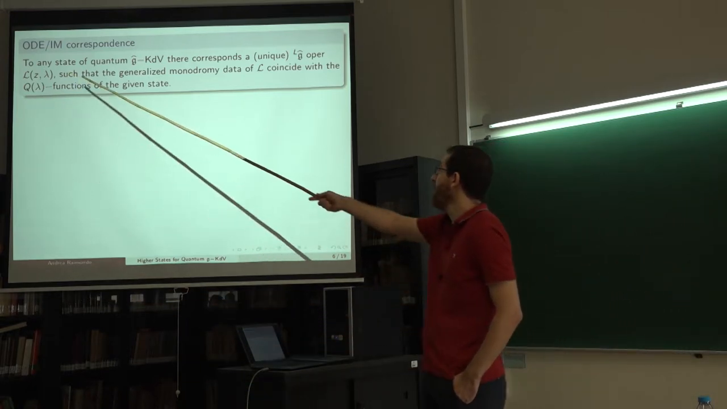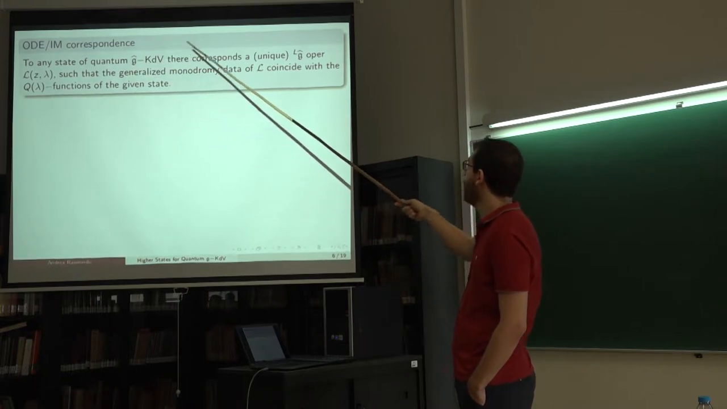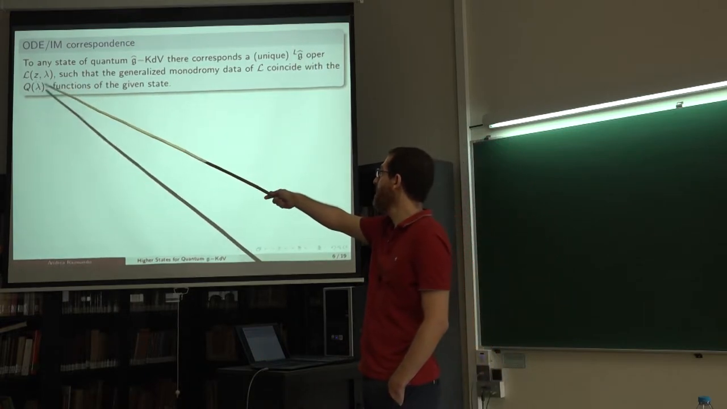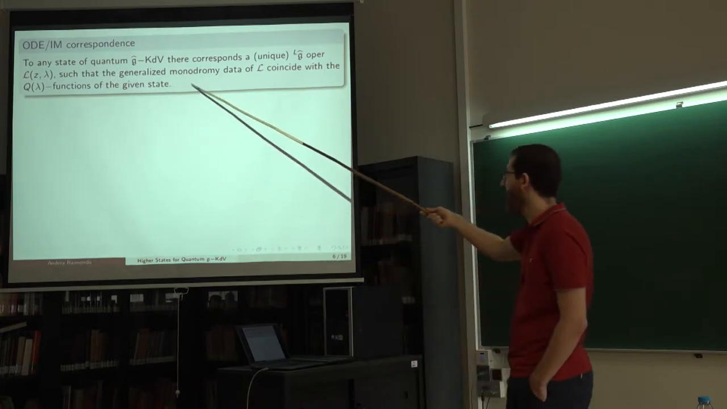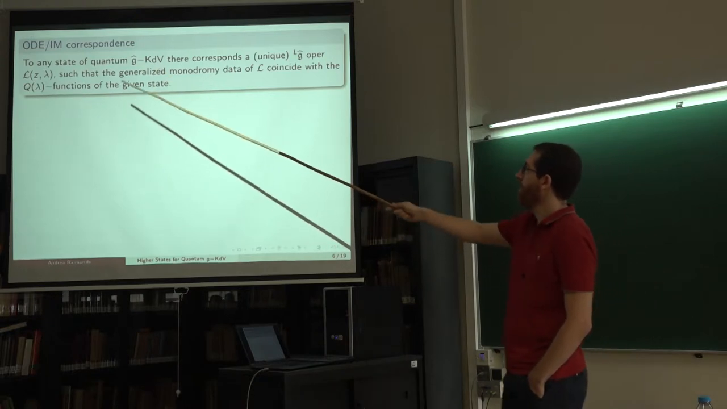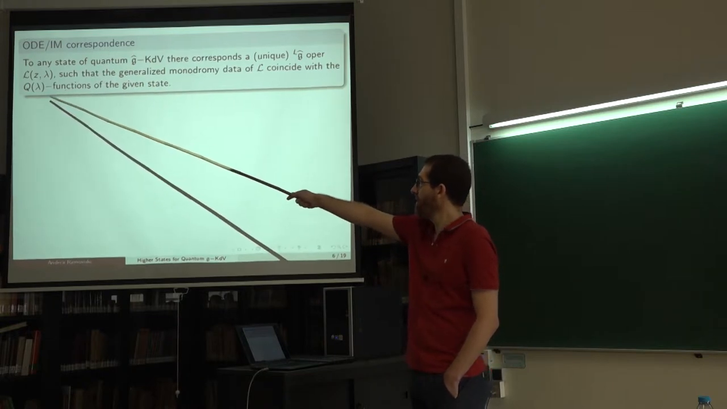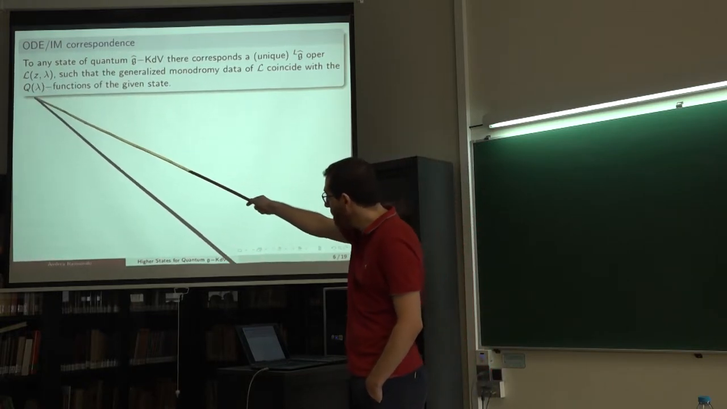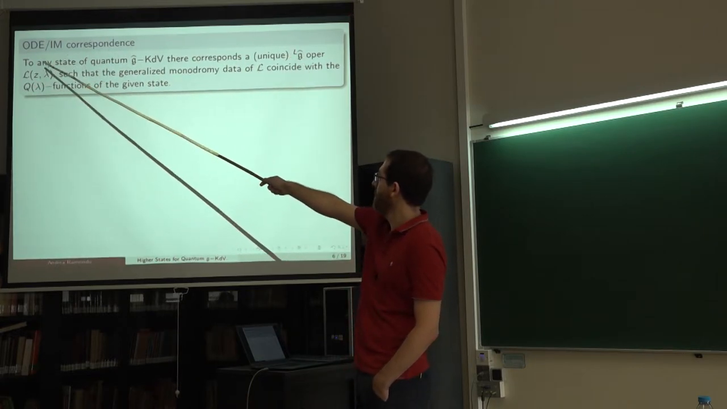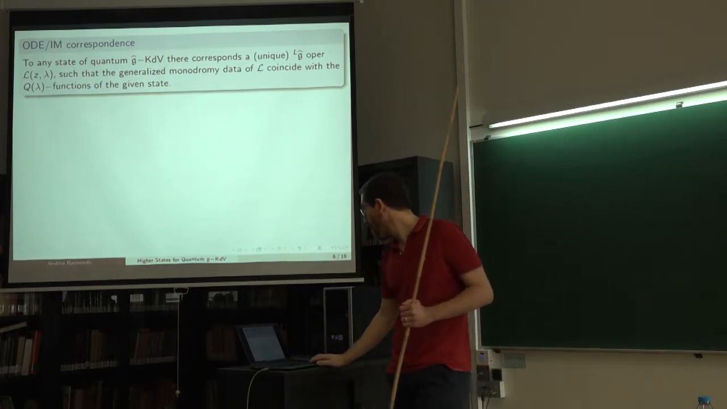Okay, you fix a state of quantum g-KdV, and for each state there corresponds a unique L^G-Oper, I will call it L(z, lambda), such that the generalized monodromy data of L coincide with the Q(lambda) function of the given state. So you have a state of g-KdV and a corresponding eigenvalue Q of lambda, and you can obtain this Q of lambda by looking at the L^G-Oper, which is this L, and studying the monodromy of this Oper.